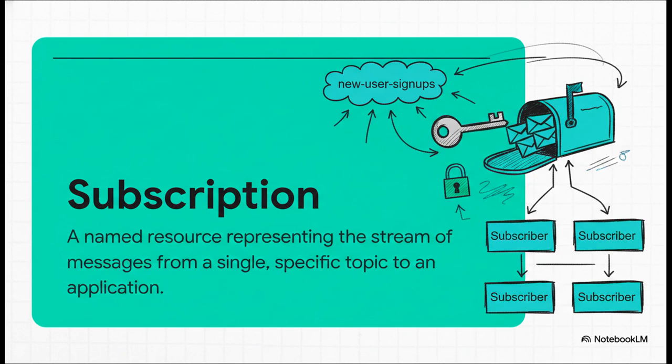So if a topic is the mailbox, how do you get the mail? Well, that's where a subscription comes in. A subscription is basically your personal key to that mailbox. Any service that wants to know about new signups, we'll call it a subscriber, creates its own subscription to that new user signups topic. And here's where it gets really powerful. You can have multiple subscriptions on a single topic. So the welcome email service can have one subscription, a data analytics service can have another, and they both get a copy of the same message, all working independently.